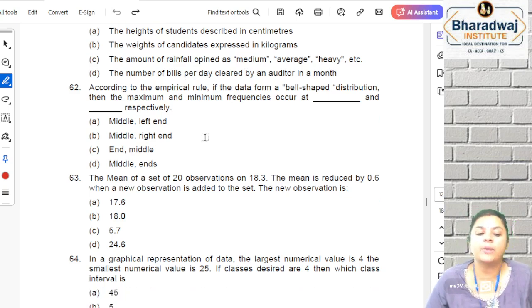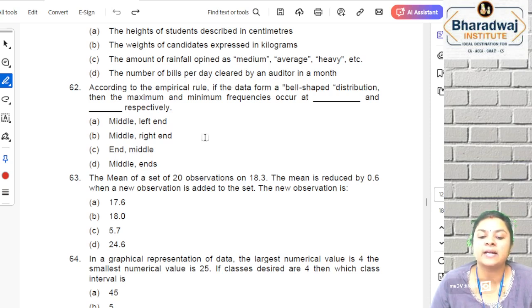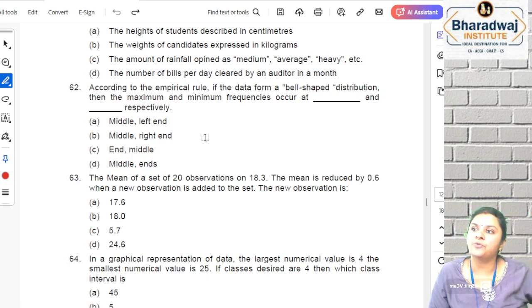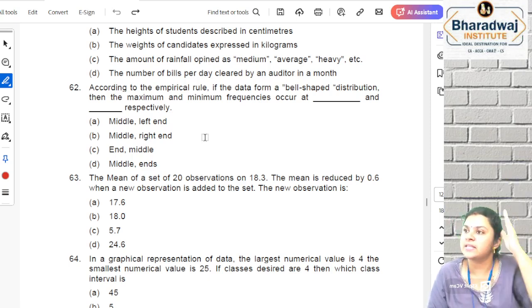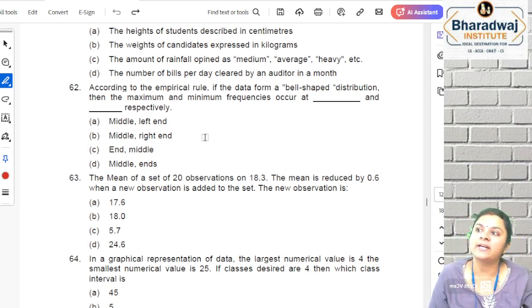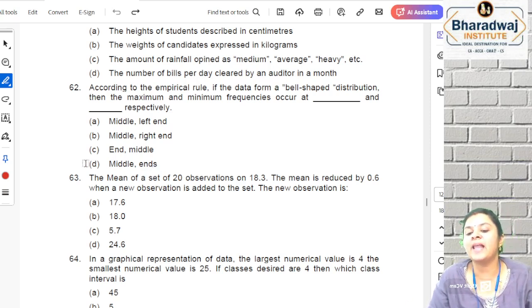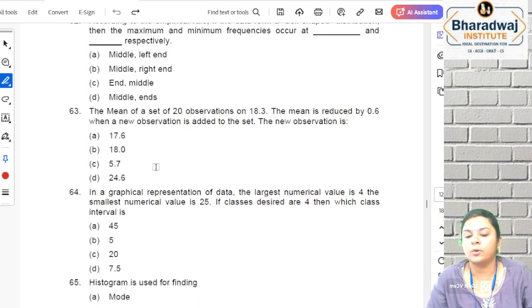62. According to the empirical rule, if the data forms a bell-shaped distribution, then the maximum frequencies and the minimum frequencies will occur at. So in a bell-shaped curve, the y-axis is always frequency. As the bell shape rises, frequency will increase, and as the curve falls, frequency falls. So maximum frequency is in the middle. Minimum frequency is at the left end and right end, both ends. So the middle and the ends.